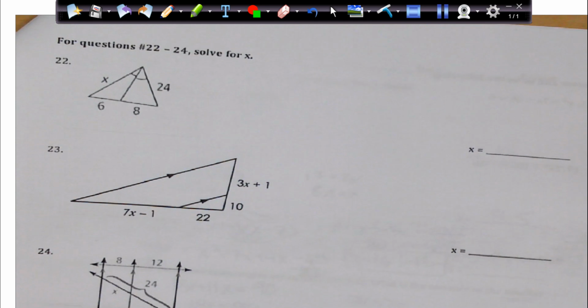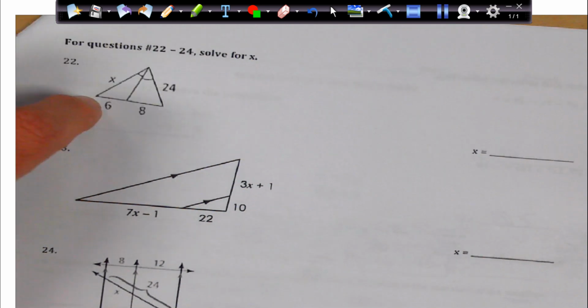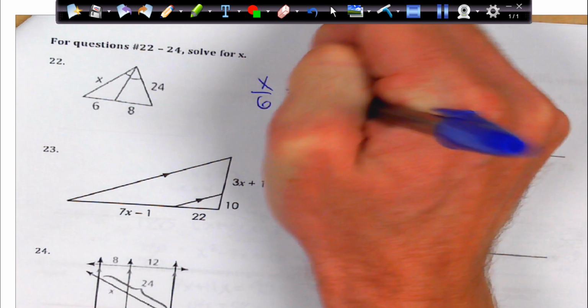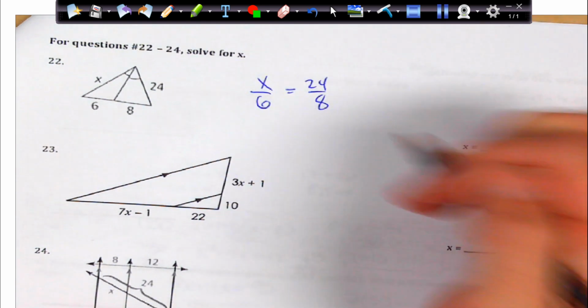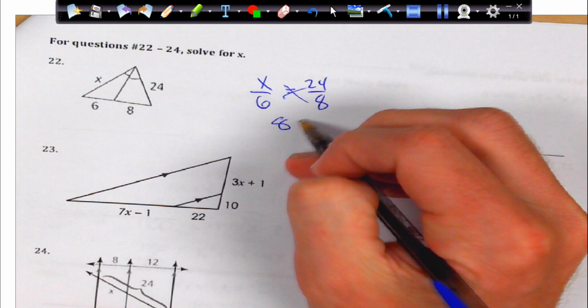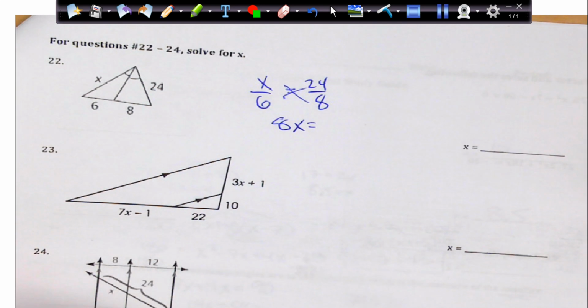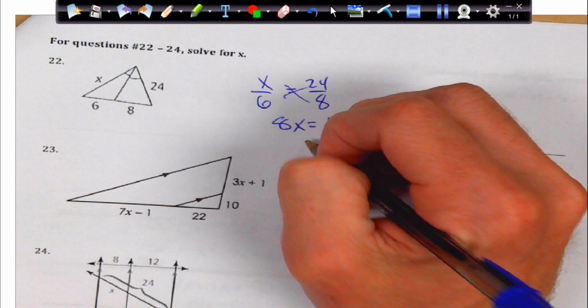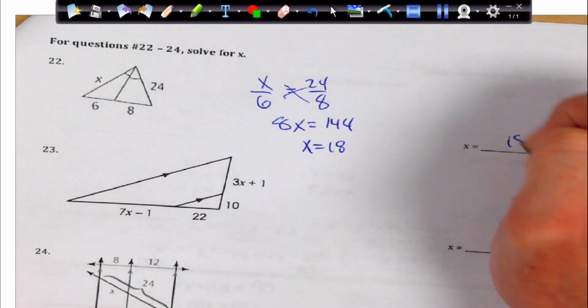All right, set up proportion time. So as long as you're consistent, you're going to be awesome. So I'm going to go top to bottom, because it already kind of looks like it's in a proportion. We can simplify these or just straight multiply across. I'm going to be lazy and just multiply across. I have my calculator anyways, and then divide by 8. X equals 18, right? So not too bad.